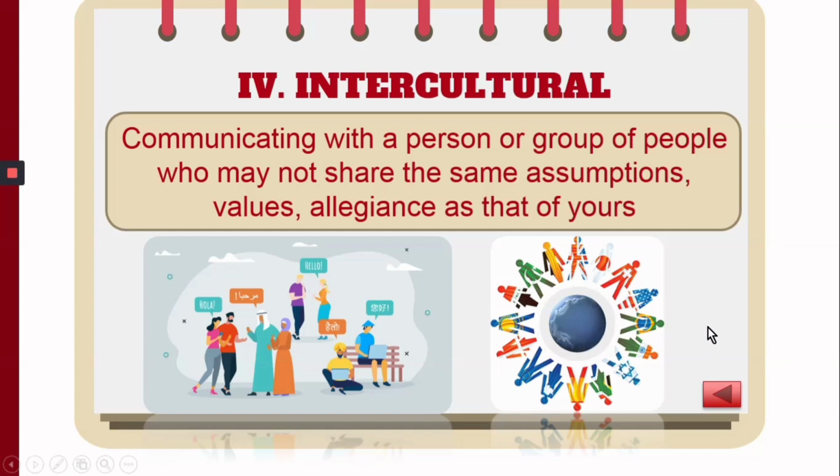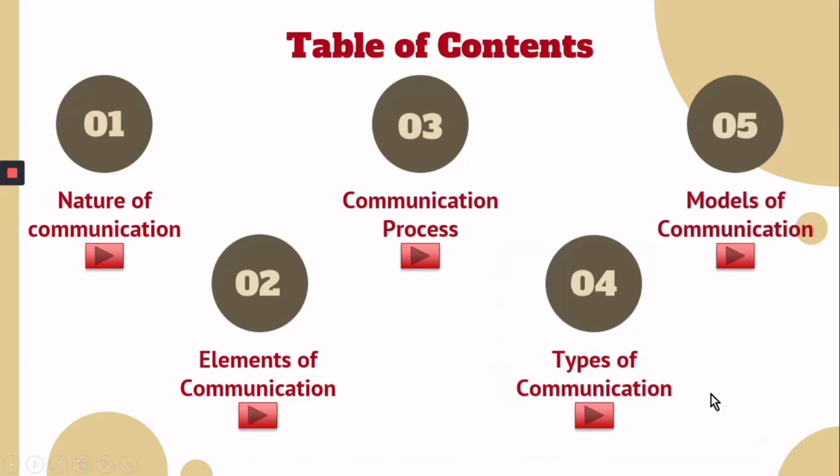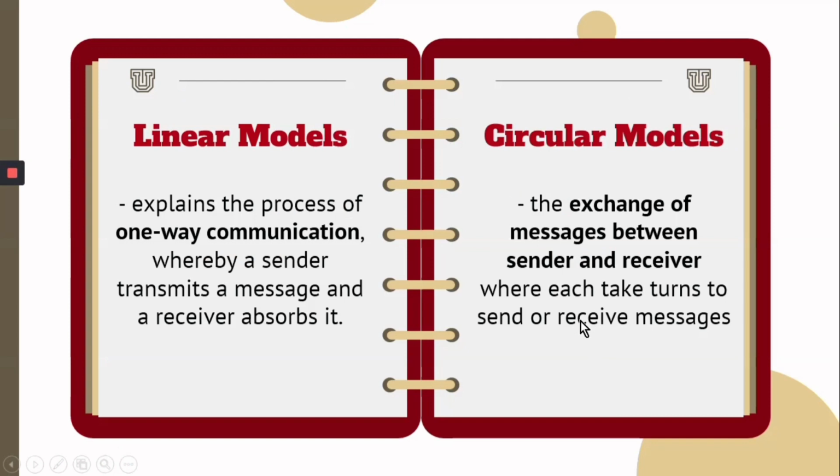So there you have it. Now you know the different types of communication. On this last part of the lesson, we will discuss 4 different models of communication, categorized as linear models and circular models. Let's have first the linear models, or the models of communication that believe that communication is generally a one-way process that originates from a speaker.